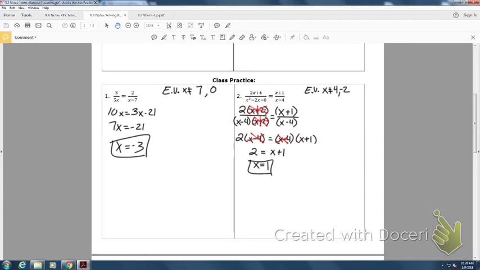Okay, so that's kind of a shortcut. What that's going to do is, on that previous problem, we got 2 answers, but one of them was canceled out by the excluded value. Had we done this problem the way we did the other one, we would have had that second answer that would have gotten canceled out by the excluded values. Okay?